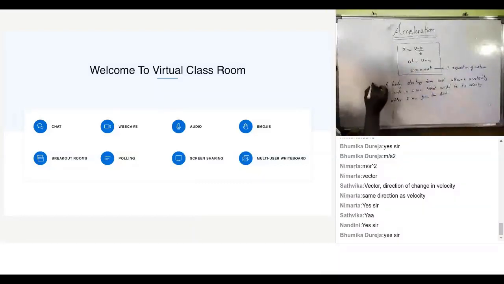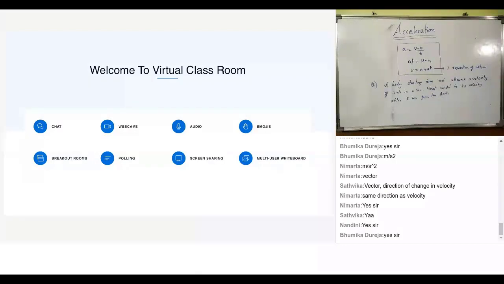So I hope the question is clear. A body starting from rest attains a velocity of 10 meter per second in 2 seconds. What would be its velocity after 5 seconds from the start? Not a very difficult one, just to make ourselves comfortable with the equation.